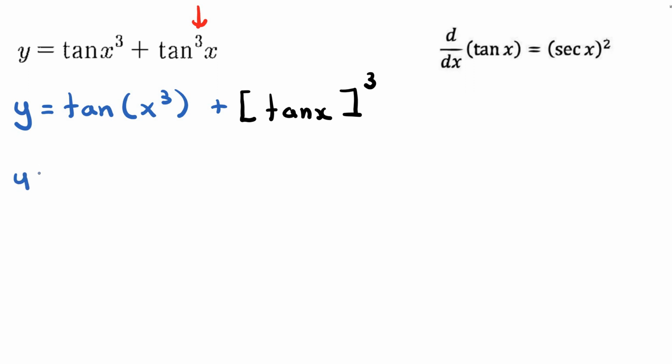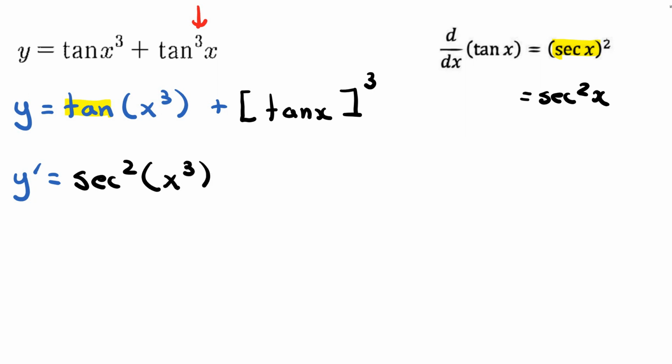Alright, so now we have a y prime, and the derivative of tan x is secant squared x, so I'll rewrite this as secant squared of bracket x cubed, and then we multiply by the derivative of the inside, so the derivative of x cubed is 3x squared.